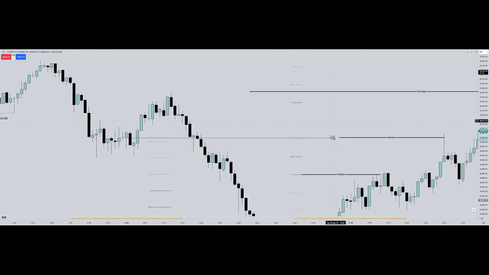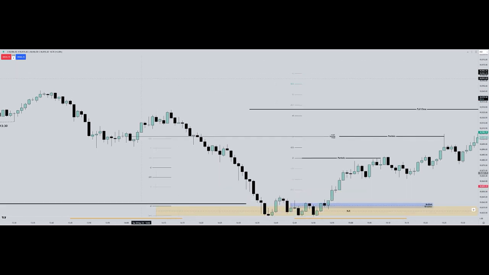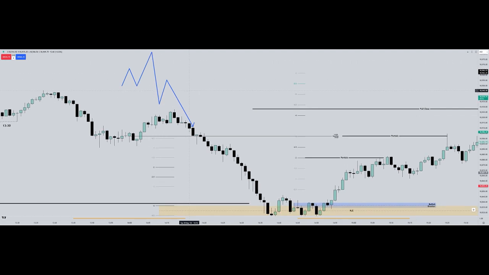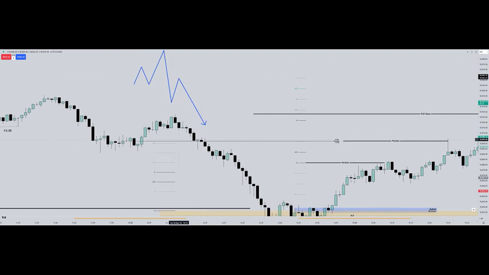But first, I want to draw this little schematic here. What does a bearish breaker look like? It is a high, followed by a low, followed by a higher high, and then a rejection below the swing low. And then it typically will run back up and then continue down. So it's a high, low, higher high, then followed by a lower low. So let's take a look at this price right in here.